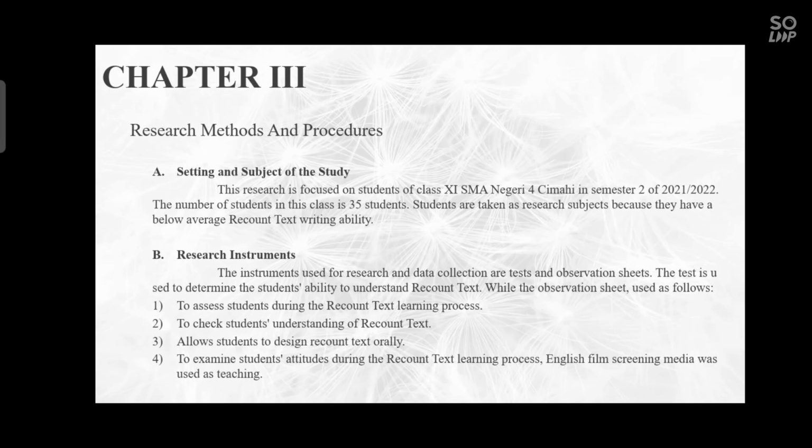B. Research instrument. The instruments used for research and data collection are a test and an observation sheet. The test is used to determine the student's ability to understand the recount, while the observation sheet is used as follows: 1. To assess students during the recount learning process. 2. To check student understanding of recount. 3. To allow students to design recounts orally. 4. To examine student attitudes during the recount learning process. English film screening media was used as teaching.